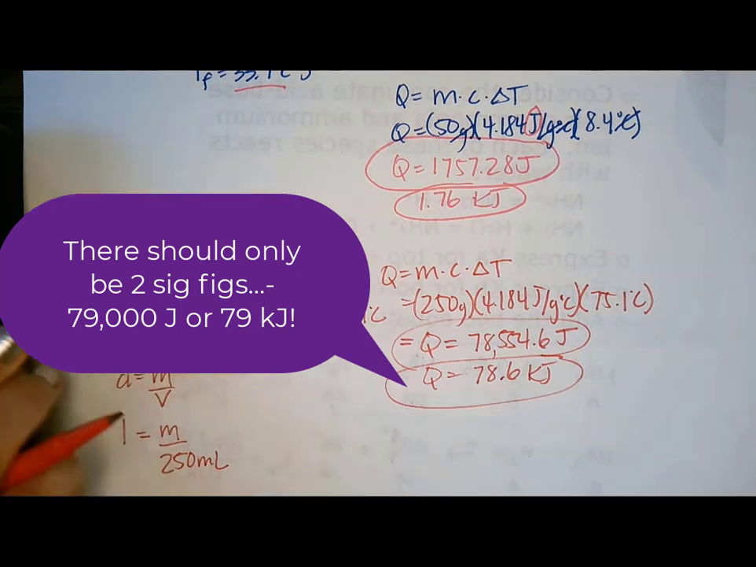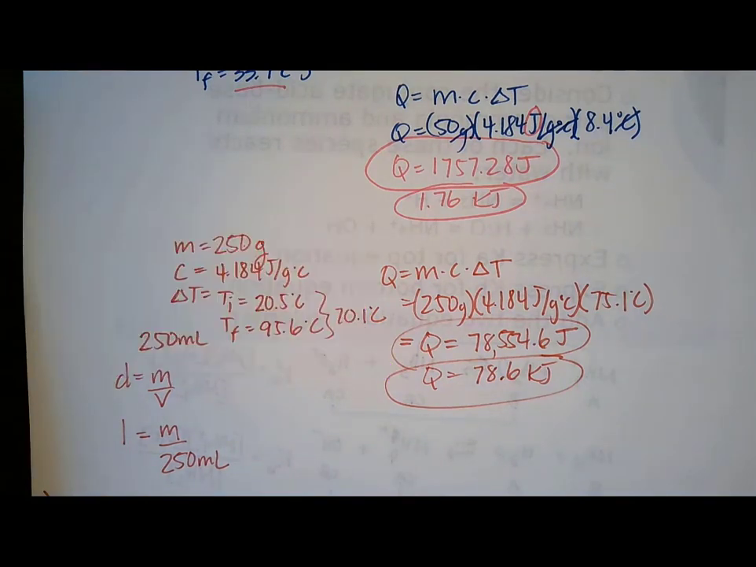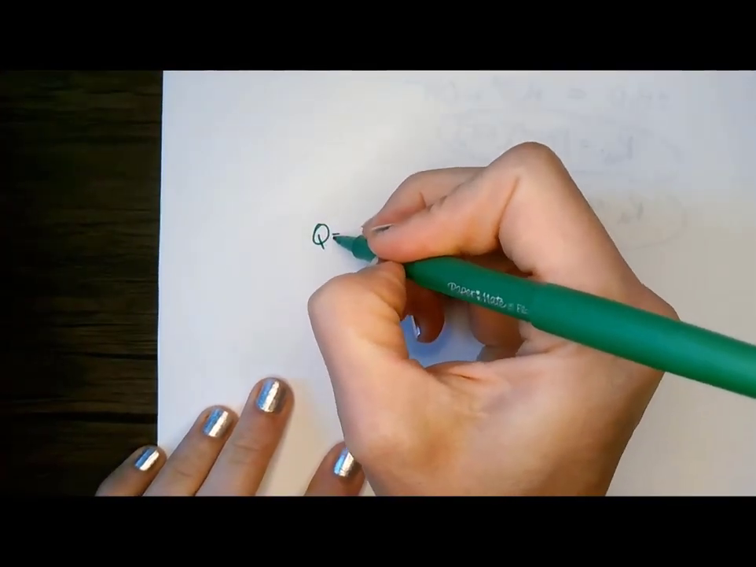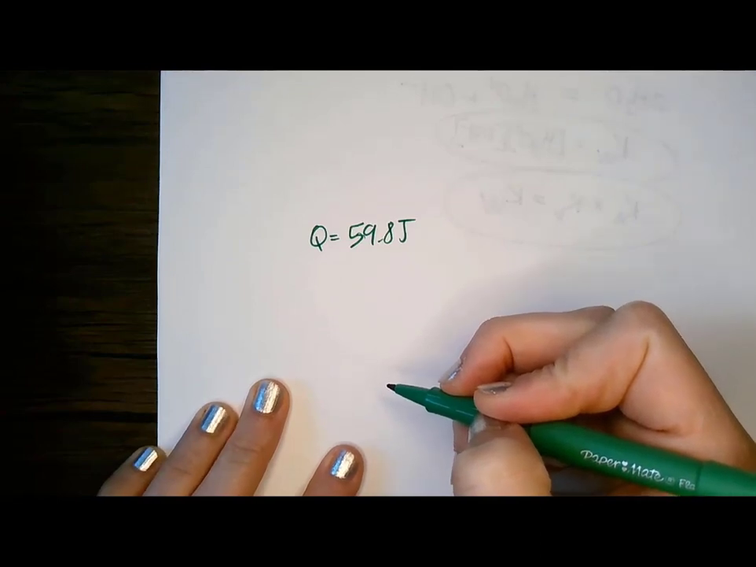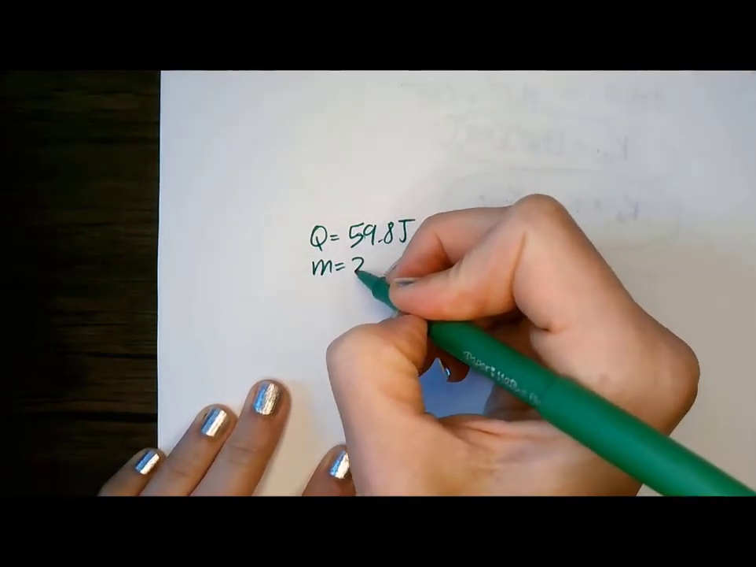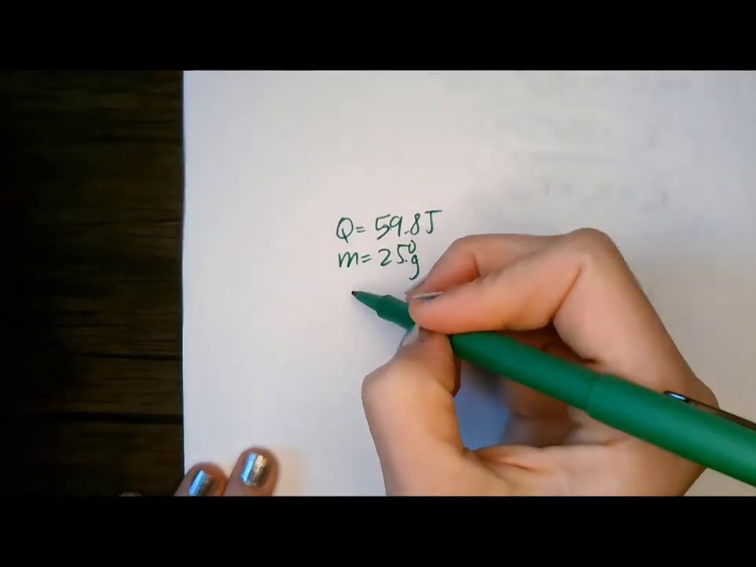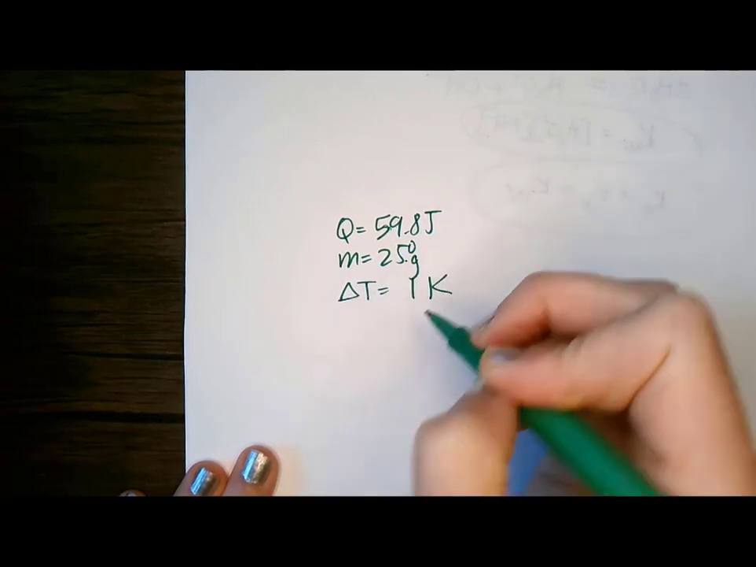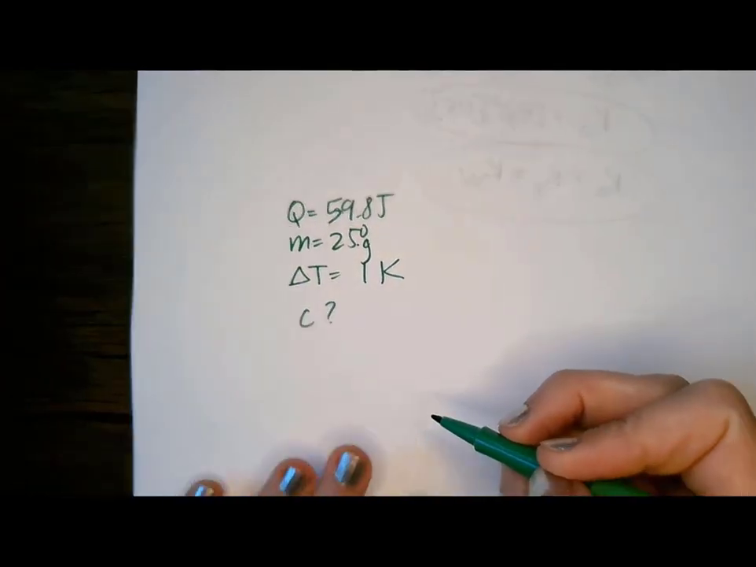Either one works. All right, and let's look at number 3, where you did an experiment which you found that 59.8 joules, so we're given Q, which is 59.8, was required to raise the temperature of 25 grams, so we're given mass, 25.0 grams, and it says by 1 Kelvin. So our change in temperature was 1 Kelvin. Calculate the specific heat. So this time we need to find C.